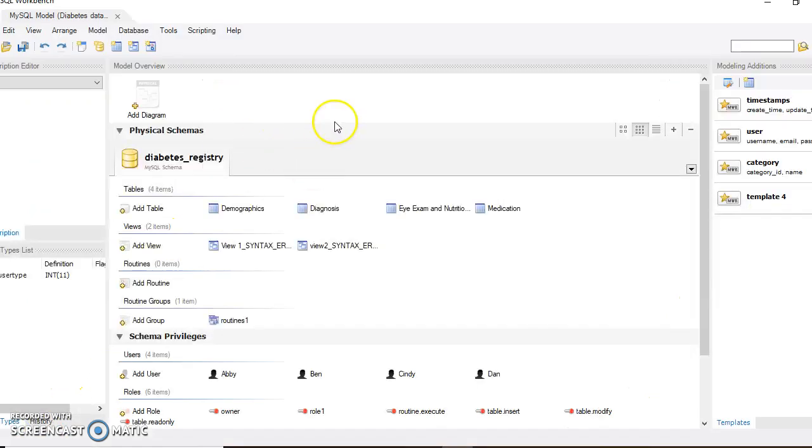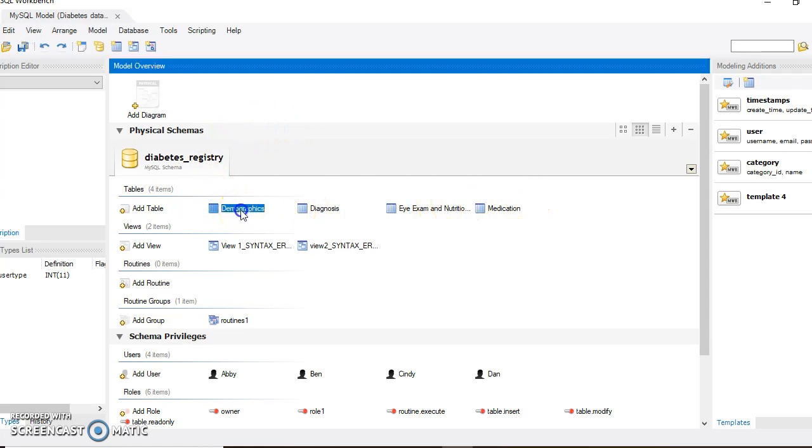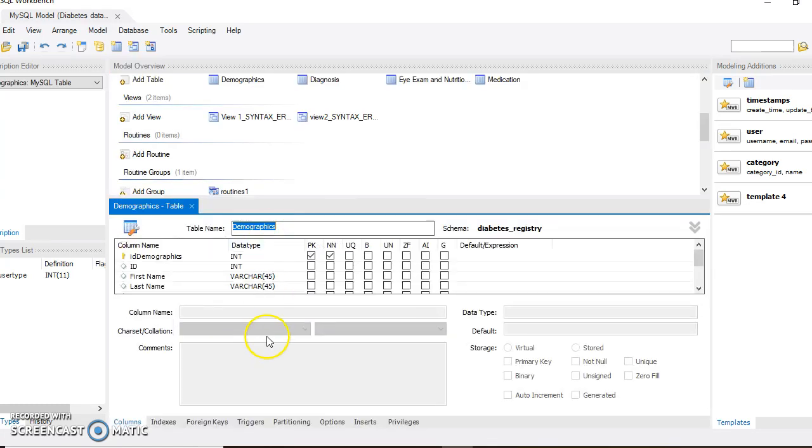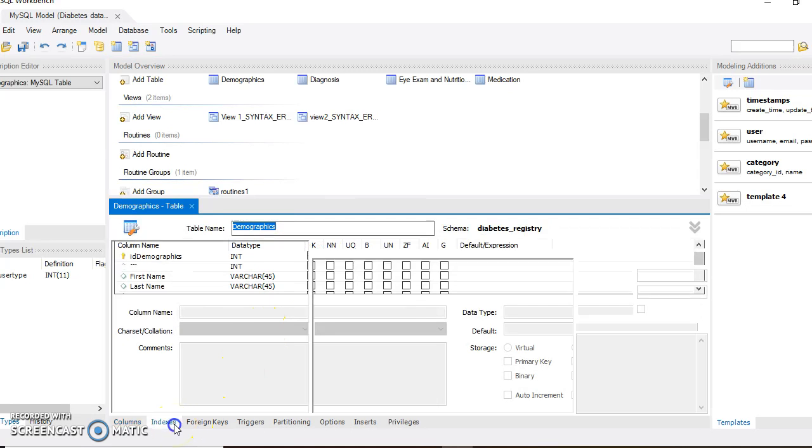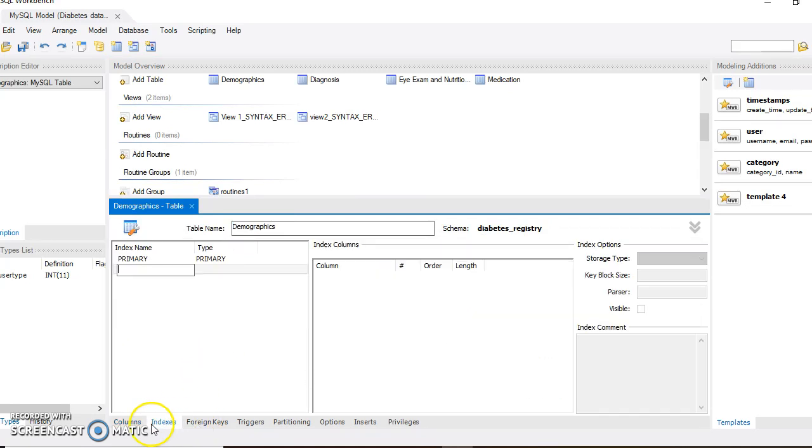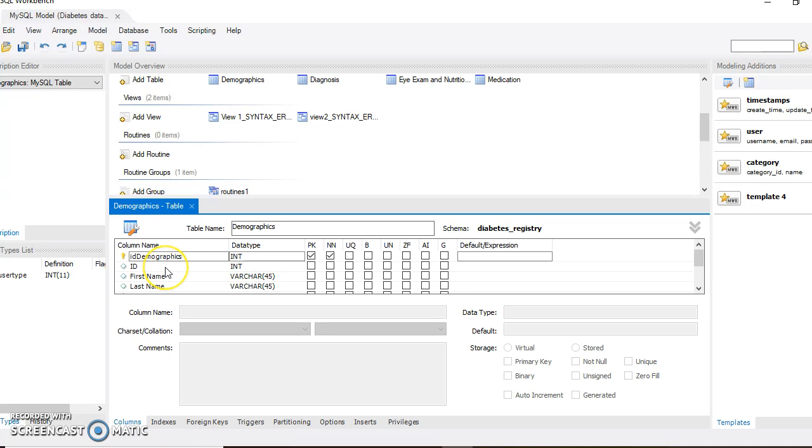This is what the registry looks like, and here are the four tables that we have. The first table consists of demographic information, and here we have information such as patient ID, first name, last name, and the city that is within Southern New Hampshire, along with gender. This is our demographic information.